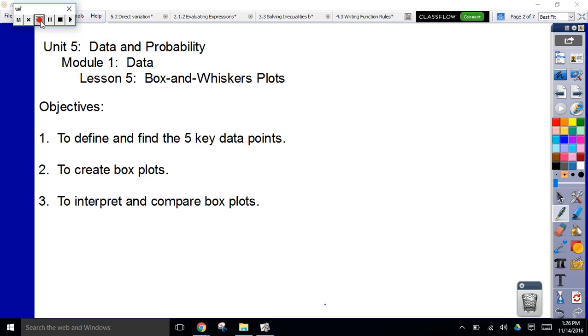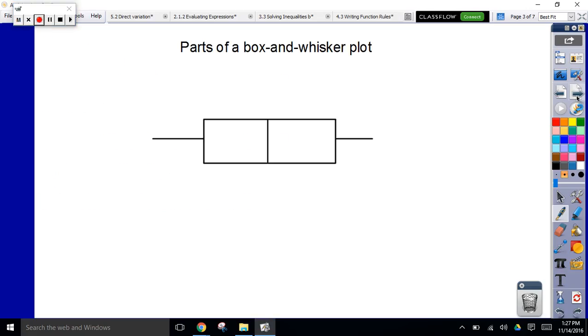Okay, so in today's lesson, we're going to talk about the 5 key data points that we use to make a box and whiskers plot. We're going to create the box plots. We won't do much with number 3 today. That's interpreting and comparing box plots. That's more what we'll be doing tomorrow. So the first 2 objectives are the things we will be doing today.